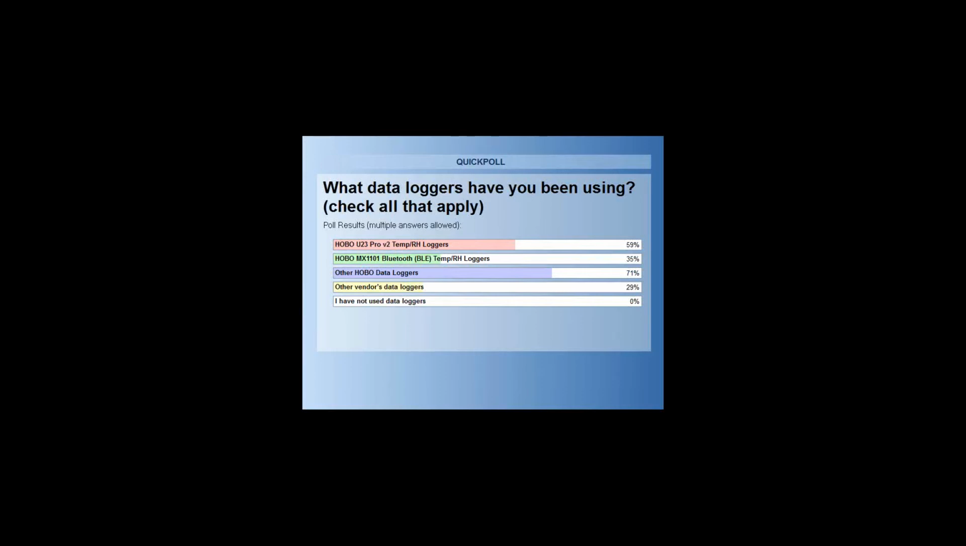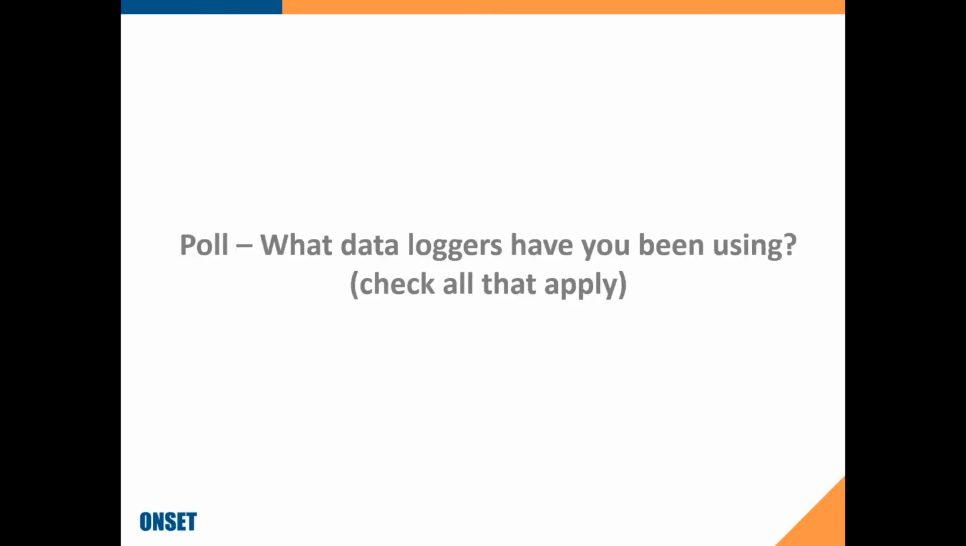A good number of you are using our U23 Pro V2 loggers for temperature and RH, so that's good. I'll definitely be comparing the new MX2300 loggers to the U23 series logger, so you can see how they compare. Some of you are using our indoor loggers for temperature and RH, and some good portion of you are using our other HOBO data loggers. So it's all part of the family, so you'll recognize a lot of the features here. Okay, that's good. Let me go back to the presentation. Thanks for answering that question.